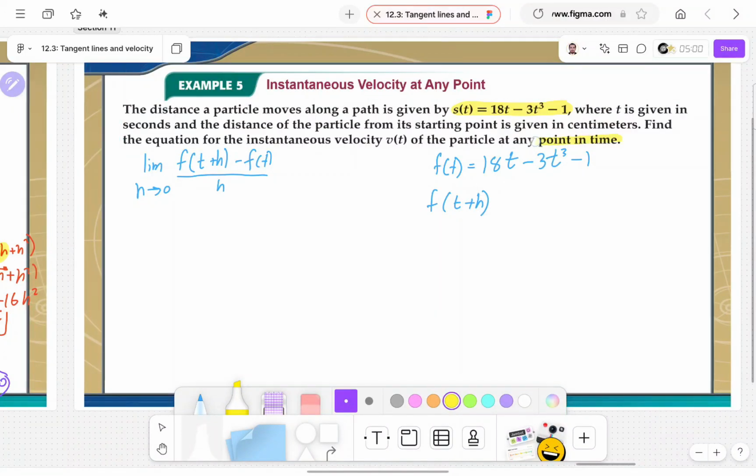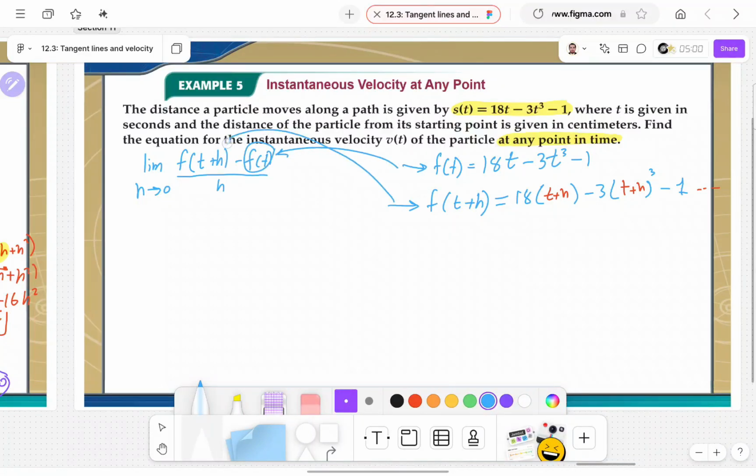Because the question is asking me to find it at any point. It didn't give me t, so t should stay as t. So now it will be 18 times, minus 3 cubed, minus 1. I need to replace this one with t plus h and this one with t plus h. Then you start simplifying, same thing as for f of t. So now I have f of t, and I have f of t plus h. You replace this one here, and also this one here instead of this. Then you start simplifying until you get the final answer.